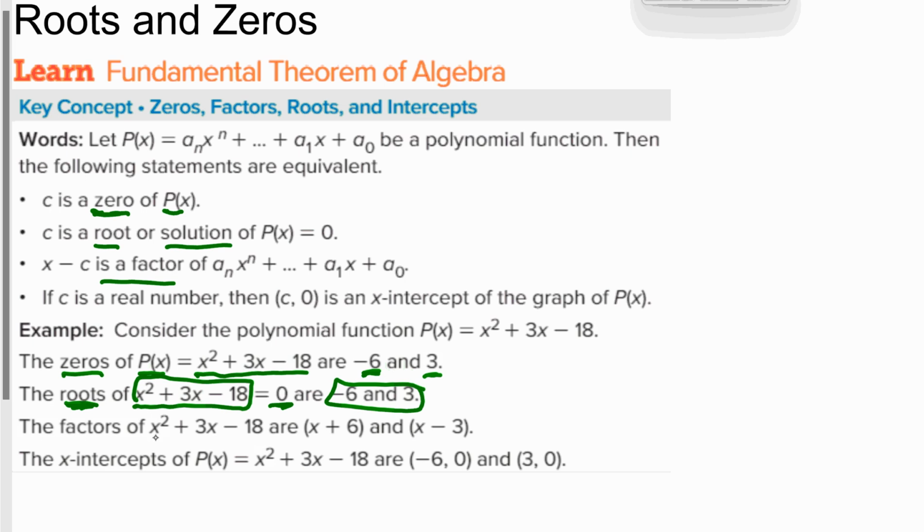And then factors is when we take that polynomial, that quadratic expression, and find the factors by factoring it. Right, and then when we go back to the function again, we can say these are intercepts, right, when I set them as points. Okay, and that is the fundamental theorem of algebra.